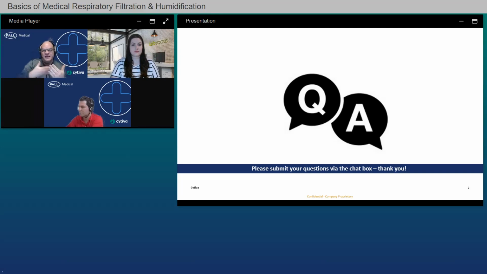So everything you add between the mouth and that Y piece adds to that dead space, meaning that your breath has to be deeper or adjusted. And that's why the tidal volume is so important. When you set up a ventilation, you need to make sure, okay, how much dead space did I add? How big is the filter? And you have to adjust the ventilation setting.